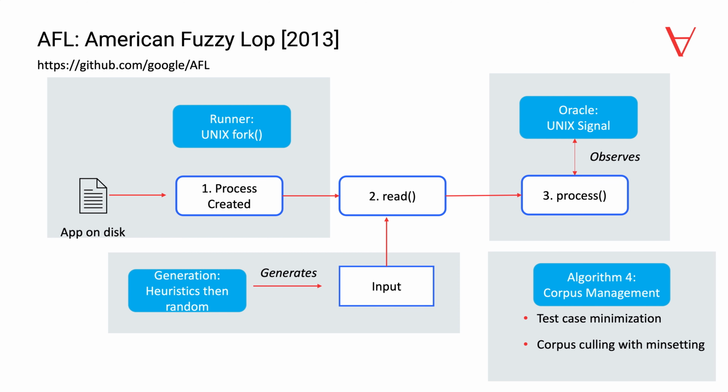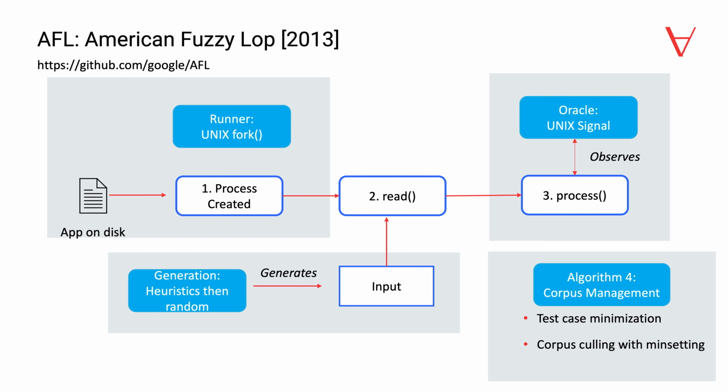Now, the oracle used was very simple, just Unix signal. In fact, at some level, AFL isn't detecting bugs, it's simply detecting when an application raises a Unix signal. The real technical advance, if you want to dig deep into AFL, beyond the heuristics, was that AFL was the first fuzzer that was doing active corpus management. It was taking the set of inputs that had been generated by each fuzzing run and managing them, doing things like test case minimization and corpus culling with min setting.